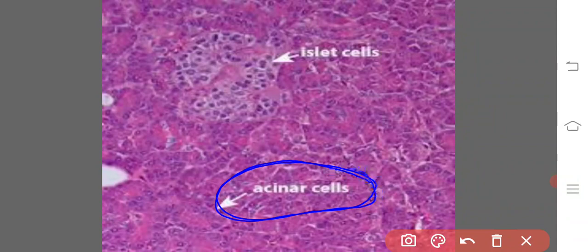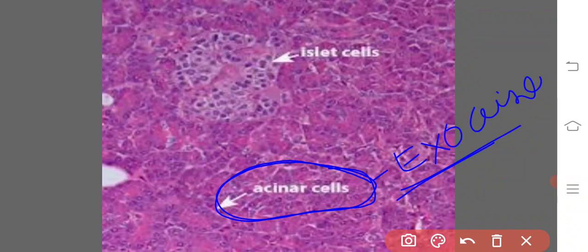The glandular epithelium of pancreatic acini, otherwise acinar cells, acts as the exocrine part of the pancreas and produces pancreatic juice that contains digestive enzymes like trypsinogen, chymotrypsinogen, etc. Thereby, it acts as the exocrine part.